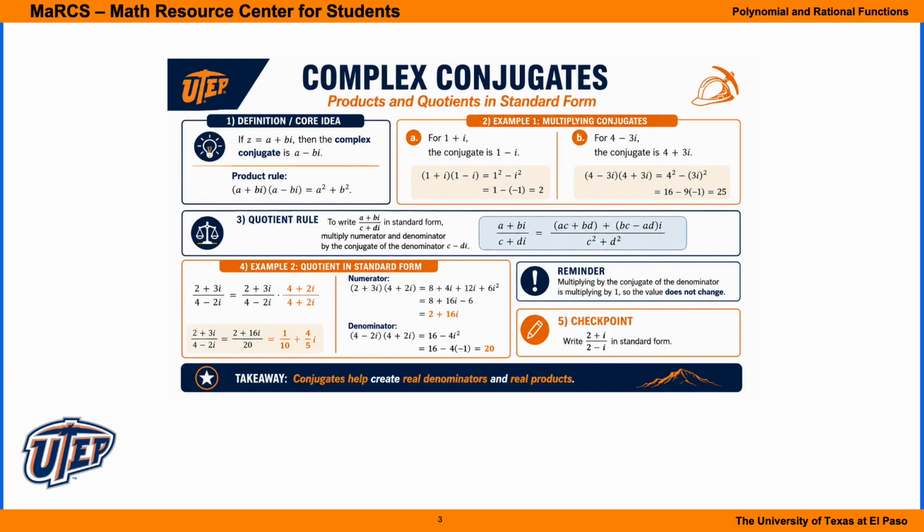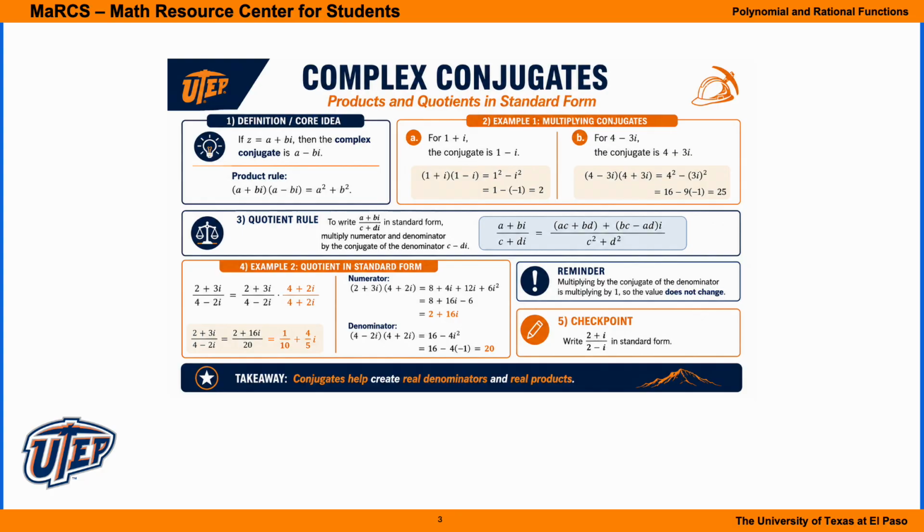So here we have an example, 2 plus 3i divided by 4 minus 2i. So we'll multiply by the conjugate of 4 minus 2i on both the numerator and the denominator. So the conjugate of 4 minus 2i is 4 plus 2i. So we'll have 2 plus 3i times 4 plus 2i and 4 minus 2i times 4 plus 2i.